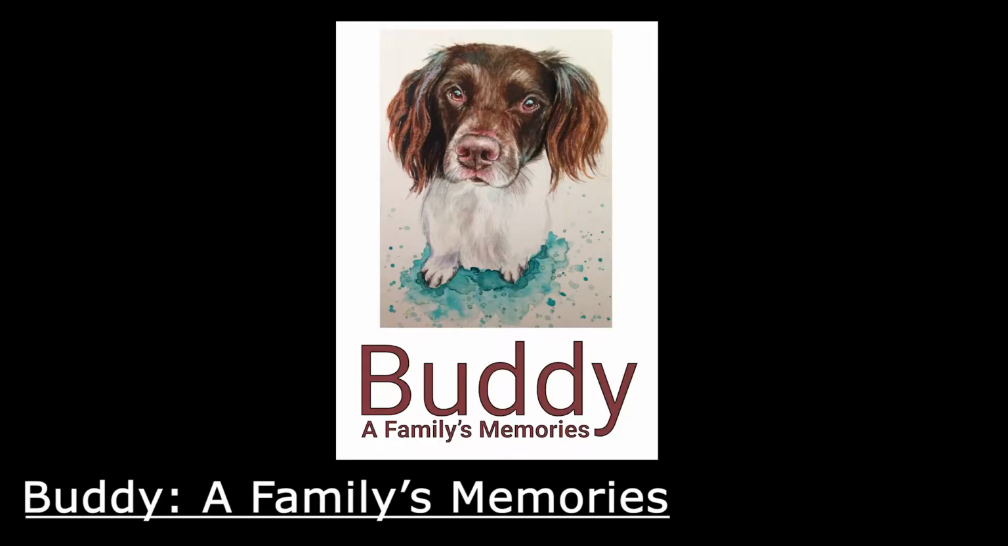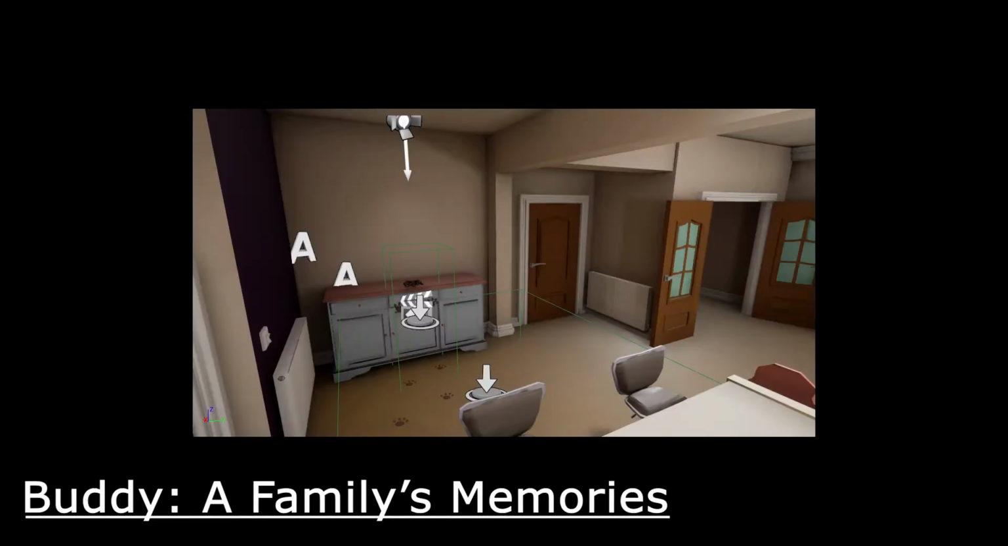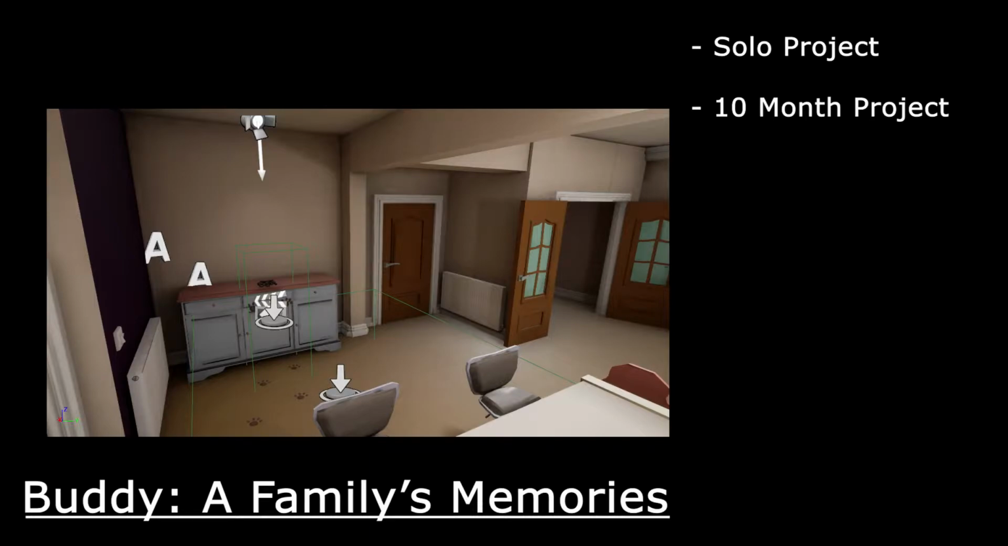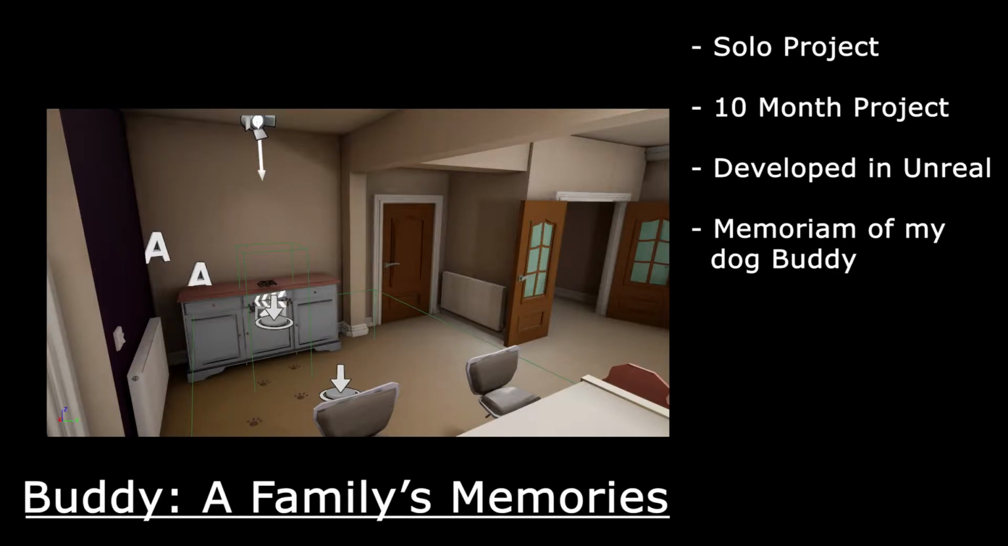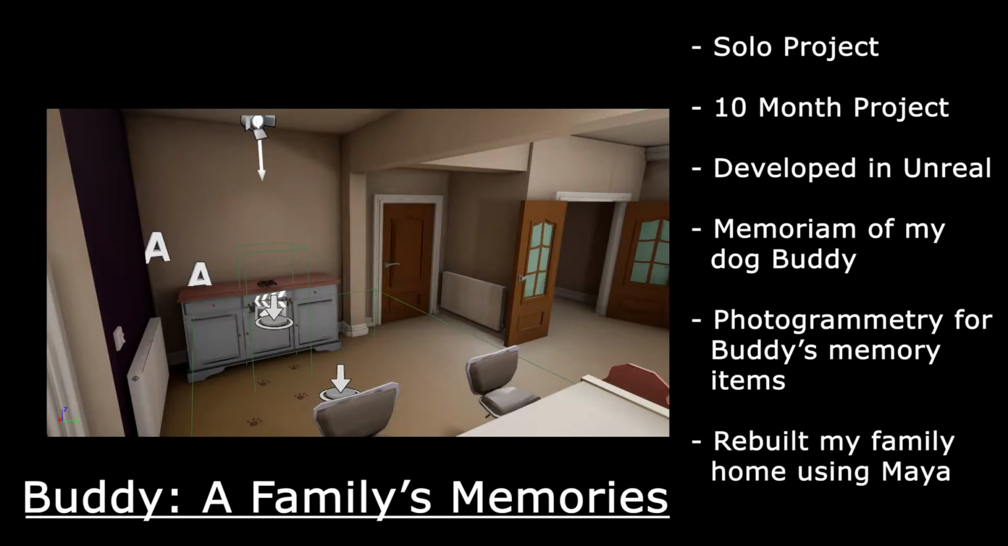Buddy, a family's memories. The concept for Buddy, a family's memories was to create a memoriam for Buddy, my dog's life, having the player learn about his life through my family's own memories.